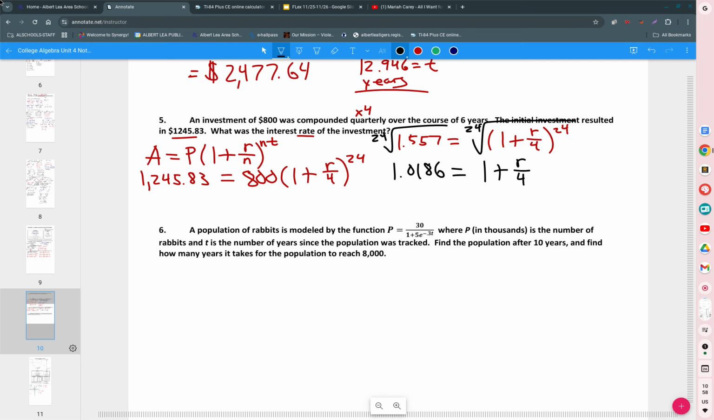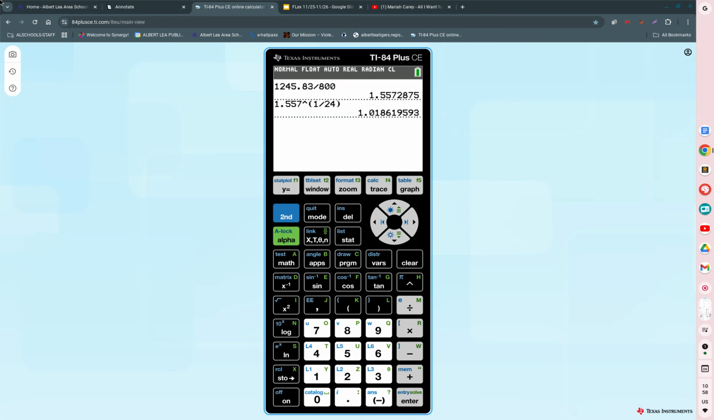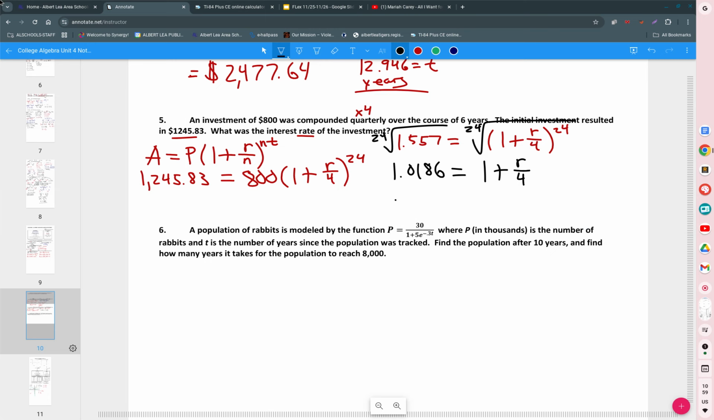Now to finish this off, we're going to subtract 1 and multiply by 4. And I get 0.0744, or 7.44% is my rate. Sweet.